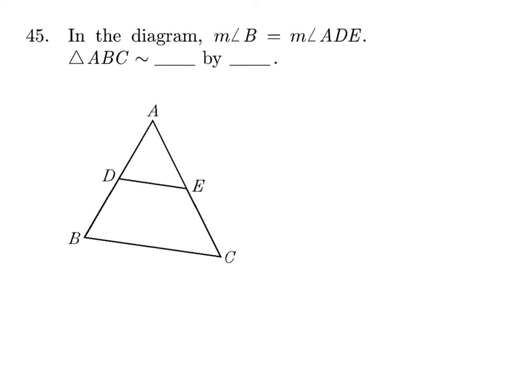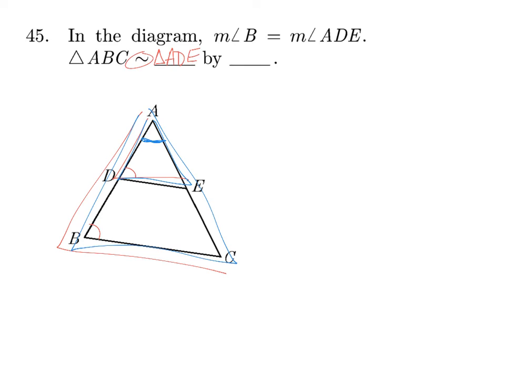In the diagram, measure angle B is equal to ADE. How do you know these triangles are similar? I want you to fill it in. So I have A, B, C. That's going to align with A, D, E. And they will be similar by what? Well, the triangles share this angle in common. So it's this triangle and then the whole triangle. So they are similar by AA. Done.